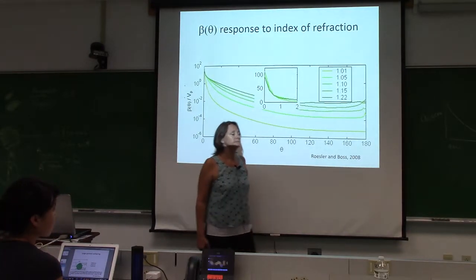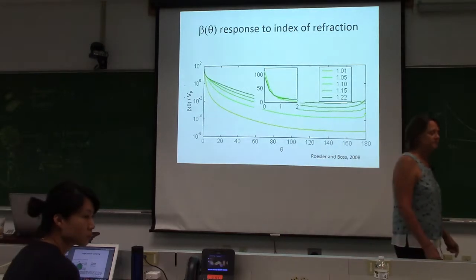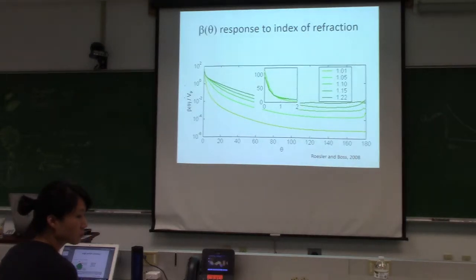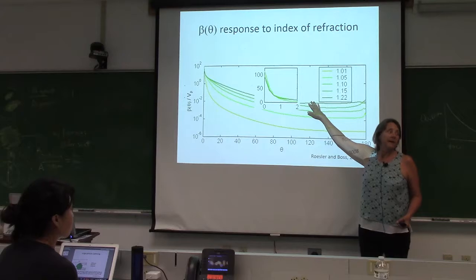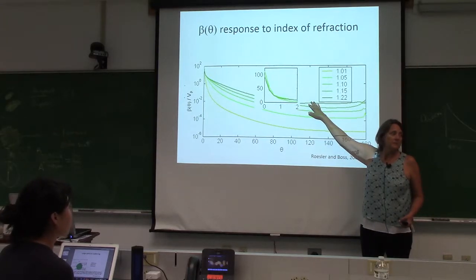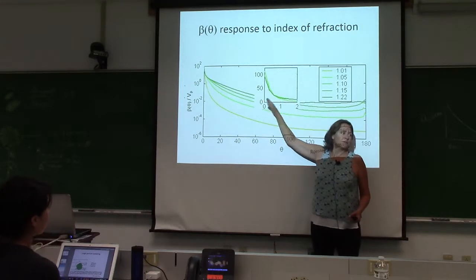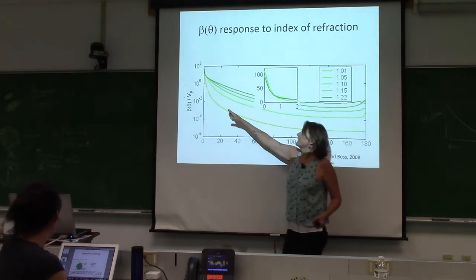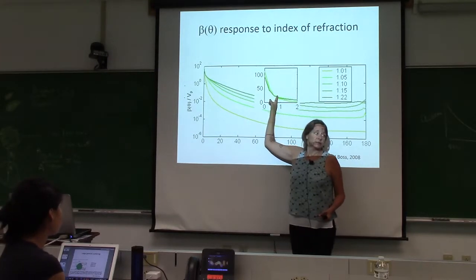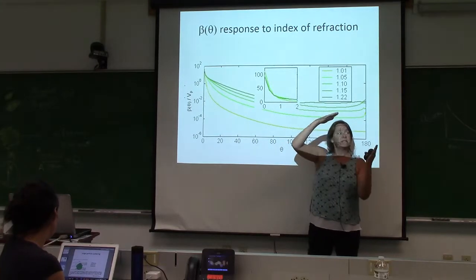Yes? So if you increase the index of refraction, what I see from this graph is that you have more scattering for all directions. So overall you have more scattering by highly refractive particles. Yes, more scattering. But not in the first couple of degrees. This is on a log scale. This is on a linear scale. So in the first couple of degrees, they come together.